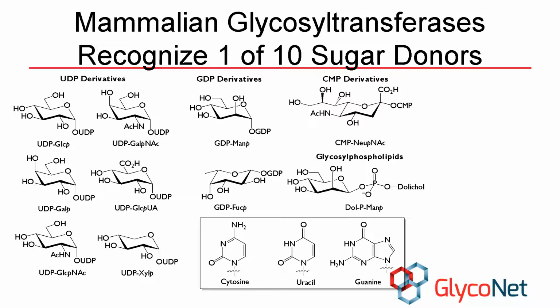The glycosyltransferases involved in the assembly of mammalian oligosaccharides recognize 1 of 10 activated sugar donors. 9 are sugar nucleotides and 1 is a glycosyl phospholipid, as illustrated below. It's important to note that bacterial and fungal organisms have a much broader range of carbohydrate residues in their glycoconjugates, and therefore they have a larger number of glycosyltransferases and activated sugar donors, both sugar nucleotides and glycosyl phospholipids.